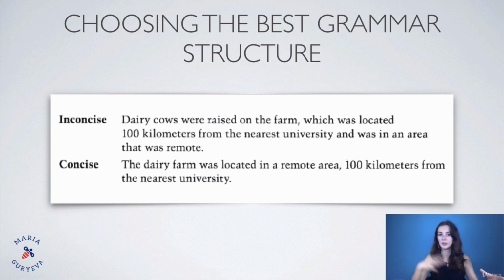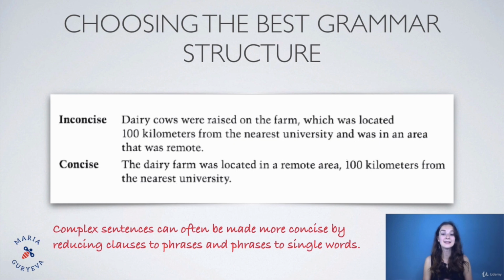take the complex sentence with a lot of clauses, and then take these clauses and make them shorter phrases. So take the entire clause and make it a short phrase. And also, in the complex sentences, sometimes we can take a phrase and then make it just one single word. So we're always trying to work on that. Make clauses phrases and make phrases single words. So the rule here, complex sentences can often be made more concise by reducing clauses to phrases and phrases to single words.